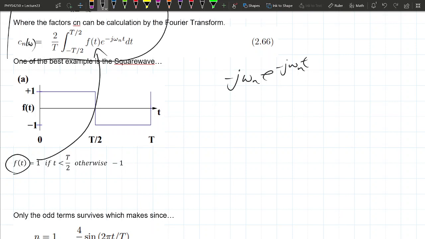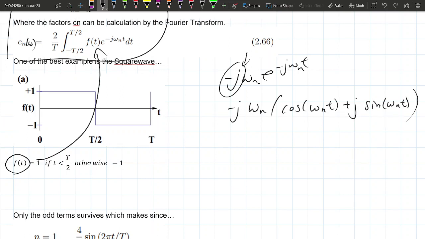Okay? Since this is a j, right? And remember, this is cosine of omega n t plus j sine of omega n t, right? So there's a j in front. That means, is the cosine the real part or is sine the real part of this function? I'm sorry? The cosine is real?